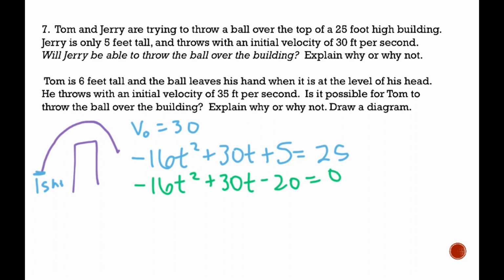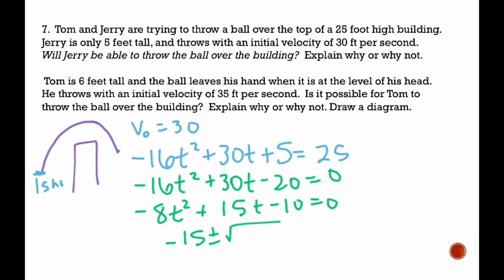And everything here is divisible by 2, and that just makes my quadratic formula easier to use. So I'm going to put that in my quadratic formula, and I'll let you work that out. But when I get this all in there, if you put that in your calculator, you're going to get 2 imaginary solutions, and that means that it's never actually going to happen. So Jerry will not be able, at this velocity and this initial height, to clear the building, and so that's why.